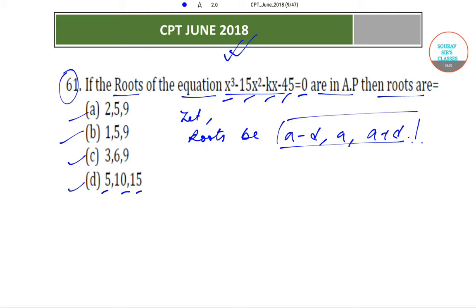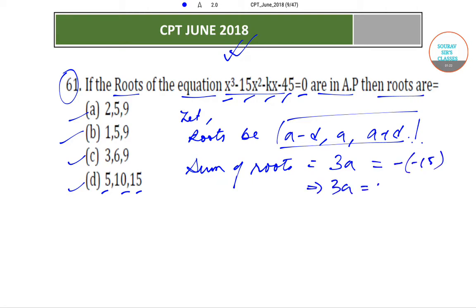Therefore the sum of roots will be equal to a minus d plus a plus a plus d, which is thrice a. Here the sum of roots is equal to the negative of the coefficient of x square. So this will be equal to minus of minus 15, and that will give us that thrice a is equal to 15, and that a is equal to 5. So this is the first thing.